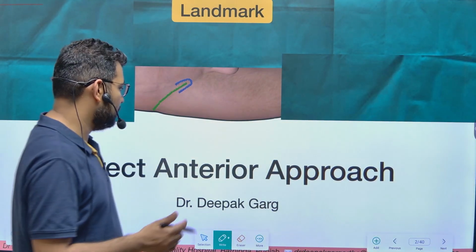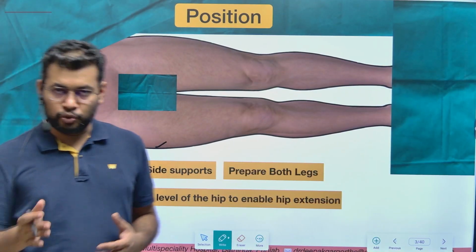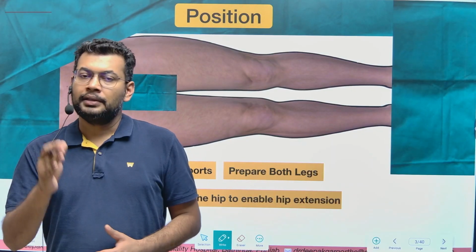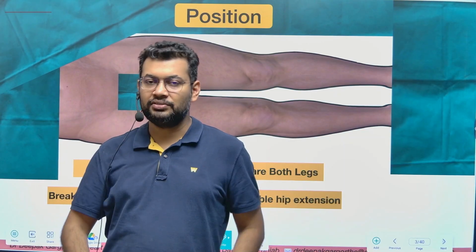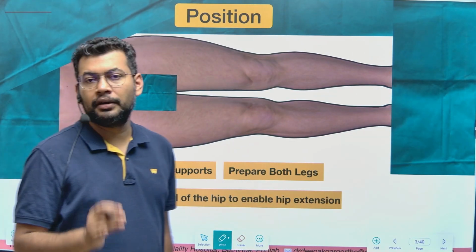Let's first talk about the position of the patient in the direct anterior approach. So we keep the patient in a supine position. We may use a HANA table or a breakable plane table. The table should be breakable at the center so that whenever we want to achieve the hip extension, we can easily achieve the hip extension.